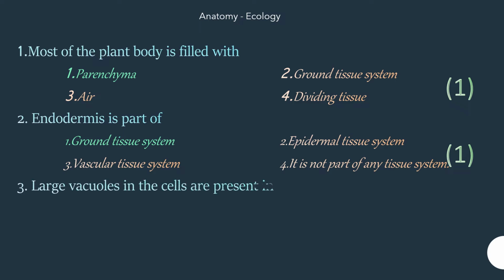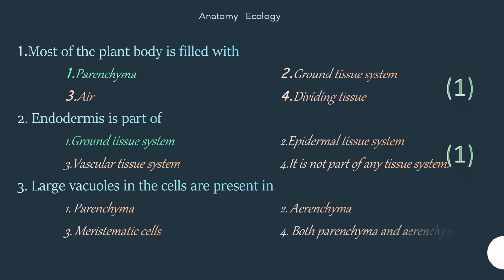Large vacuoles in the cells are present in: parenchyma, arenchyma, meristemic cells, both parenchyma and arenchyma. Answer is 1. Large vacuoles in the cells are present in parenchyma.